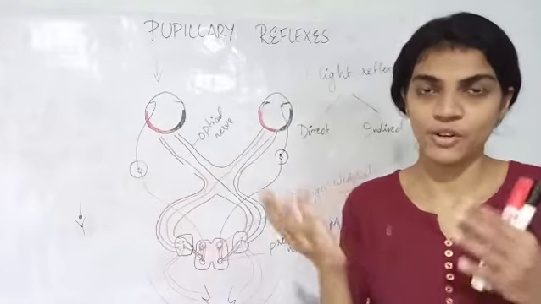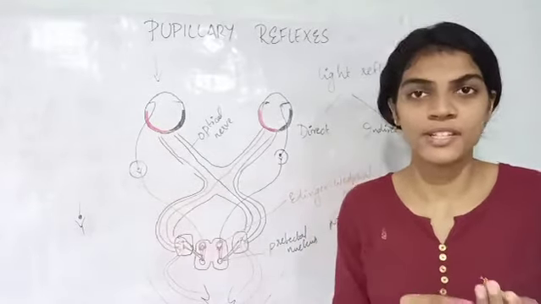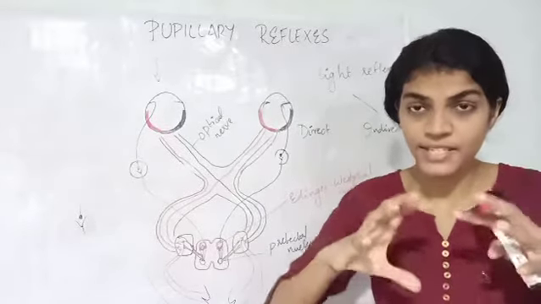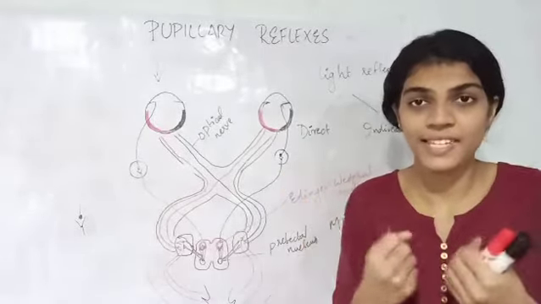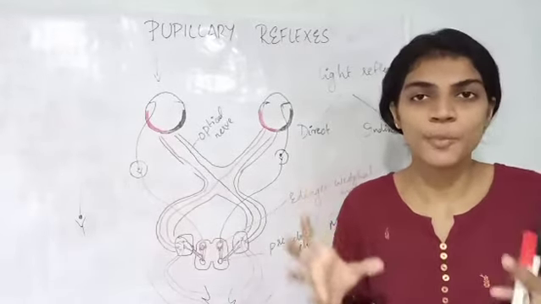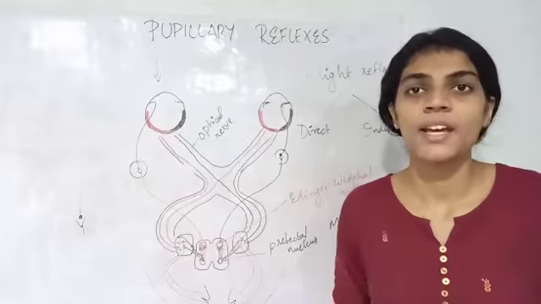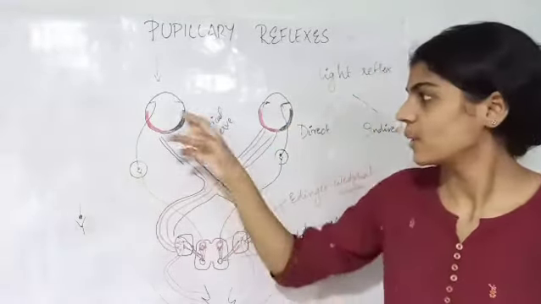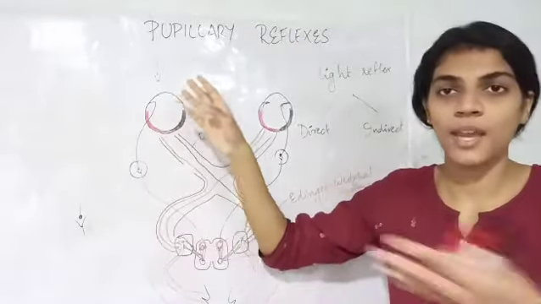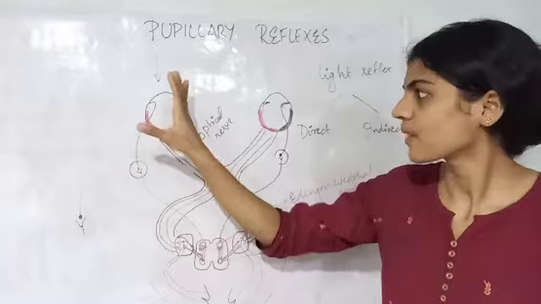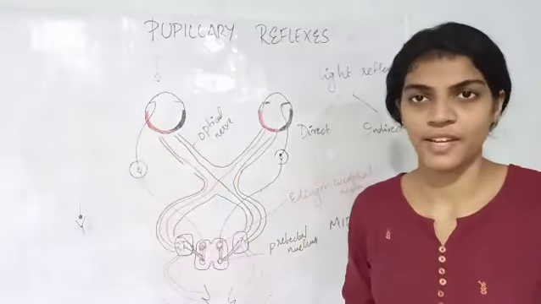We have already discussed the function of constrictor pupillae of the diaphragm. When the constrictor pupillae muscles contract, the pupil will constrict. Now the aim is achieved. Okay, this is the pathway of the light reflex.